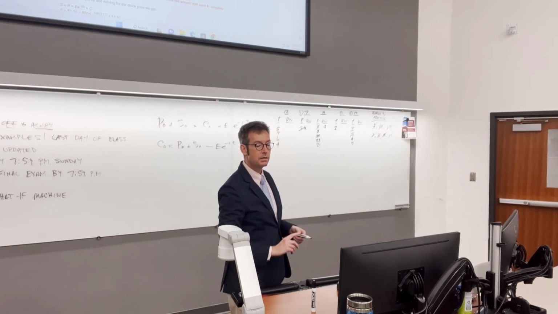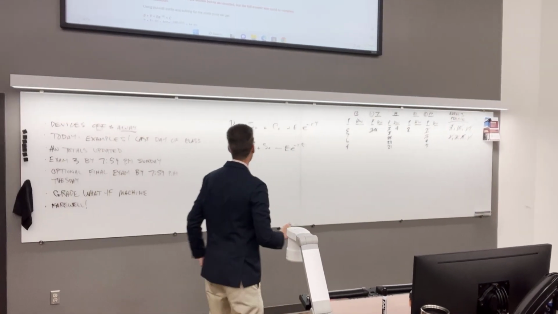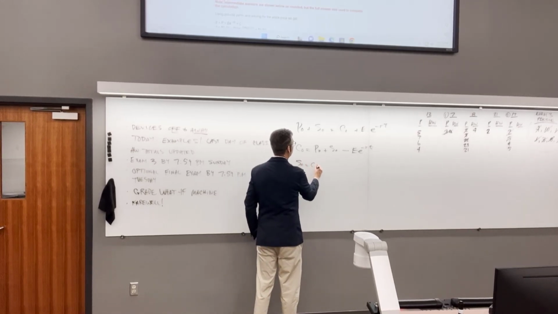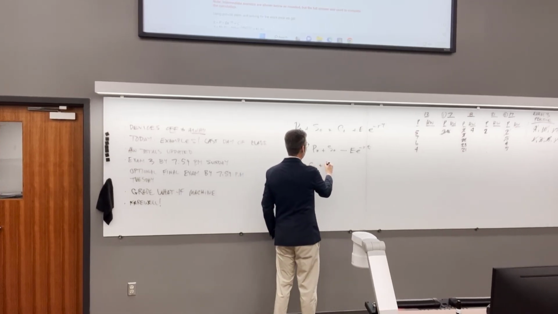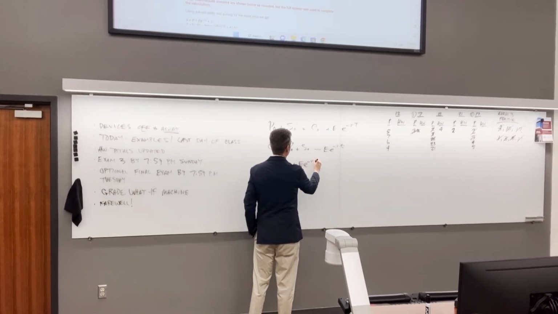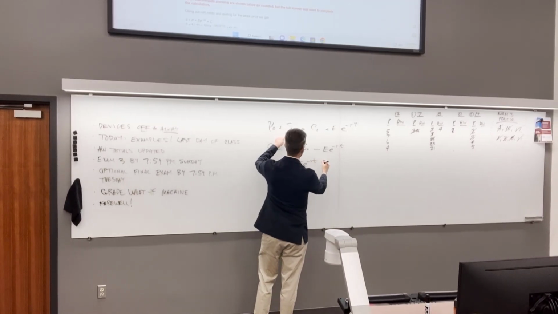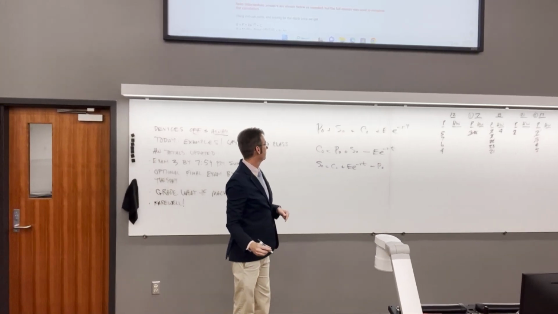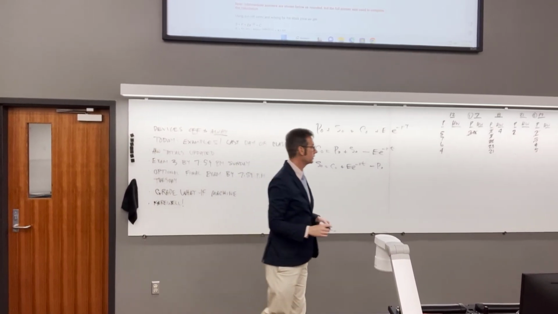Okay, this is going to be the same thing, only it's asking for the current stock price. And so it would just be S sub 0 is equal to C sub 0 plus E to the minus R T minus P sub 0. Is that correct? So that's it.